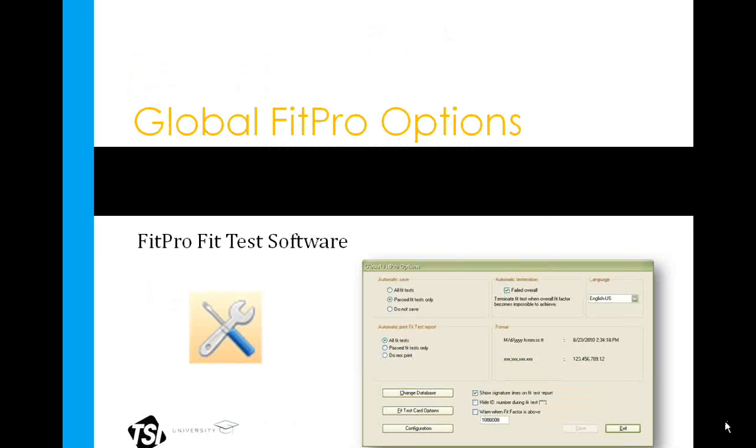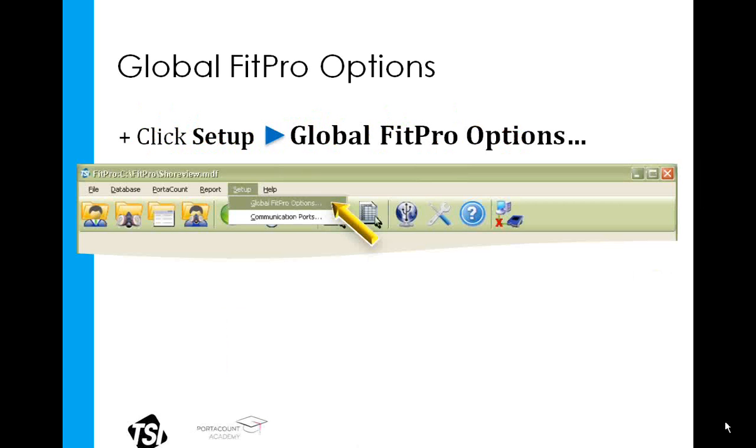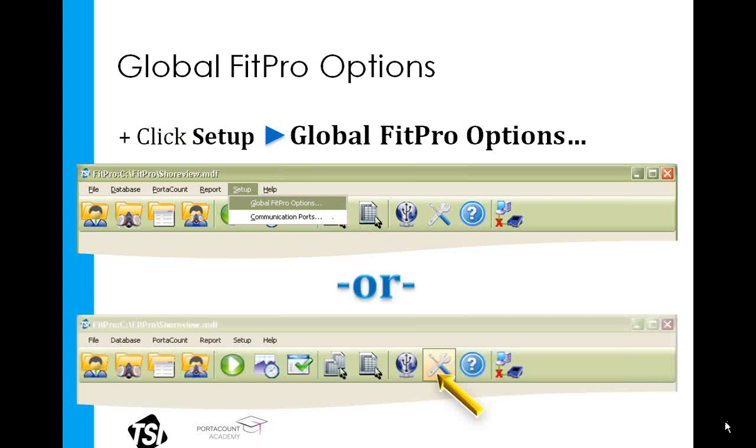So now we're really going to change it up, switch gears completely, and sort of move away from database management. Though the Global FitPro Options screen certainly does play a role in database management, it is a little different. So again, in the title bar of the FitPro software, near the top above the icons, you can go to Setup and then Global FitPro Options. Or you can click on the icon across the top of FitPro, the one where there's a wrench and a screwdriver.